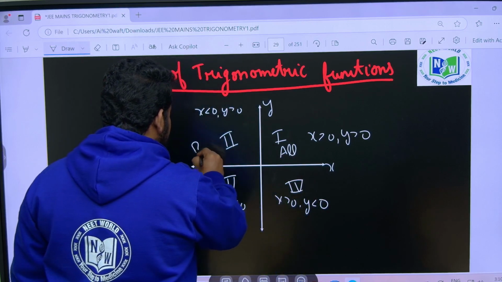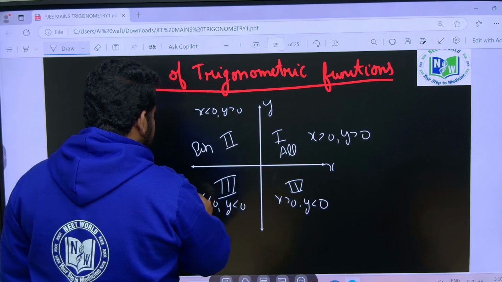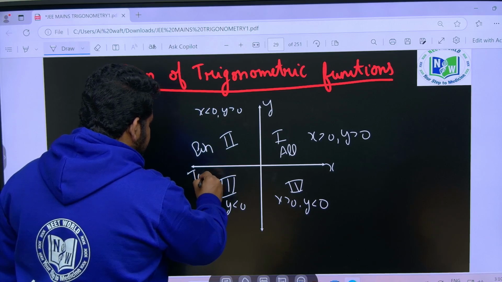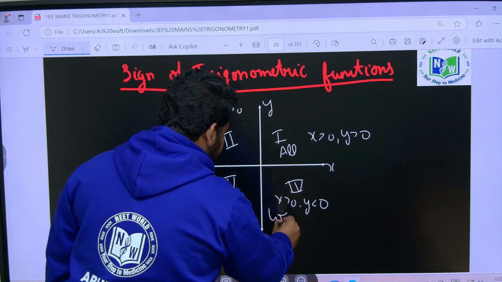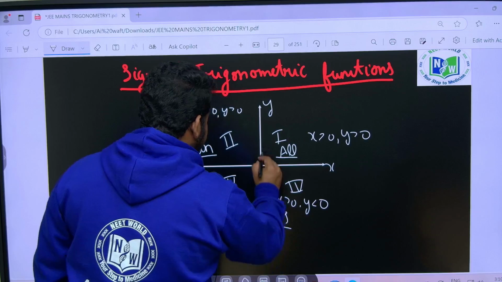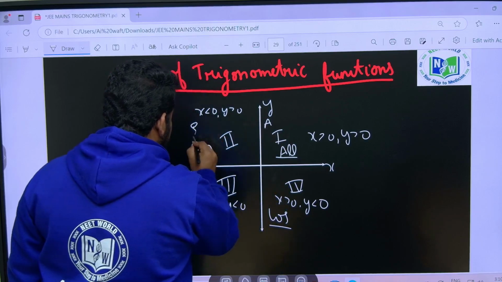Here sine and cosec are positive. Okay, all are positive in the first. Here tan is positive. Here cos is positive. So we remember this by the ASTC rule.